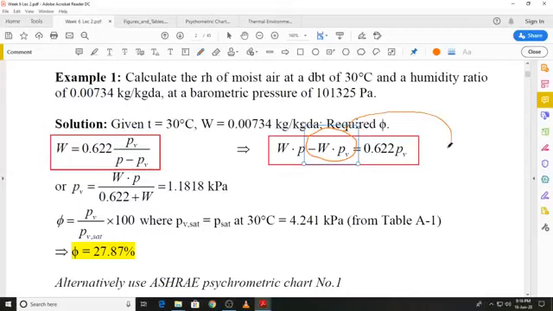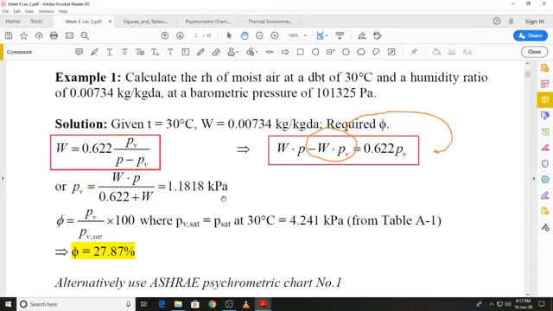We will take it over here onto the right hand side, and then you can take the vapor pressure as common and you will get PV into 0.622 plus W, and on the other side you will have W times P. So PV will be W times P upon 0.622 plus W, and then we can simply insert the numerical values for the humidity ratio and the barometric pressure, and that gives us the partial pressure of water vapor in the existing sample, which comes out to be 1.1818 kilopascals.